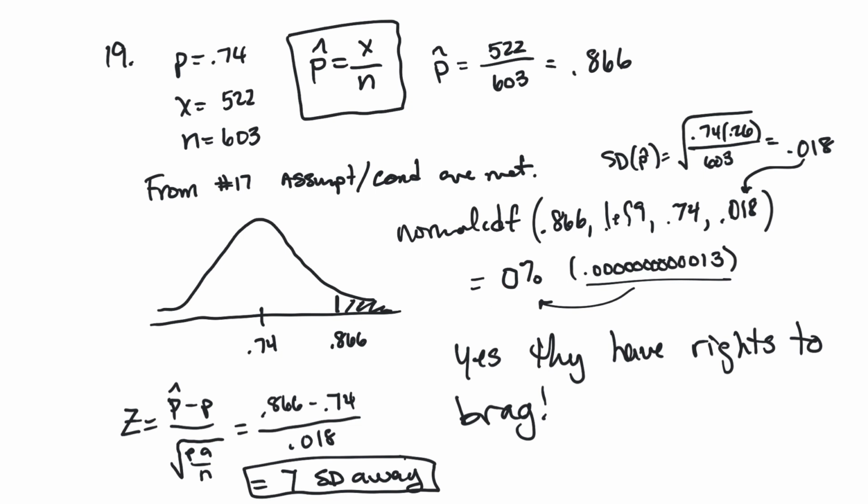So yes, they do have bragging rights. There's almost no chance that they could have a rate this high when the real percentage is down here. So we really think, well, my math is pretty sound. I checked my assumptions. This seems to be pretty good. So my assumption that I started with, that's probably what's false.